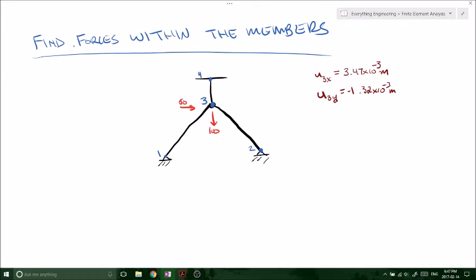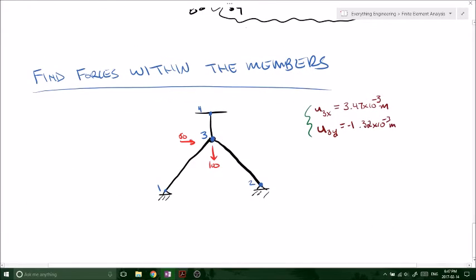So as promised, I'm going to finish up the example that I did in my last video where we have this three-member truss system and we solve for the displacements at node 3 using the stiffness matrix method. So we found the stiffness matrices for each element. We've got our first element, second, and our third, and we solve for the displacements at node number 3 because we've got a pin at node 1, a pin at node 2, and a fixed support at node 3. So there's only going to be movement at node 3, and we solve for those. In the x direction was 3.47 times 10 to the minus 3 meters, and in the y direction negative 1.32 times 10 to the minus 3.